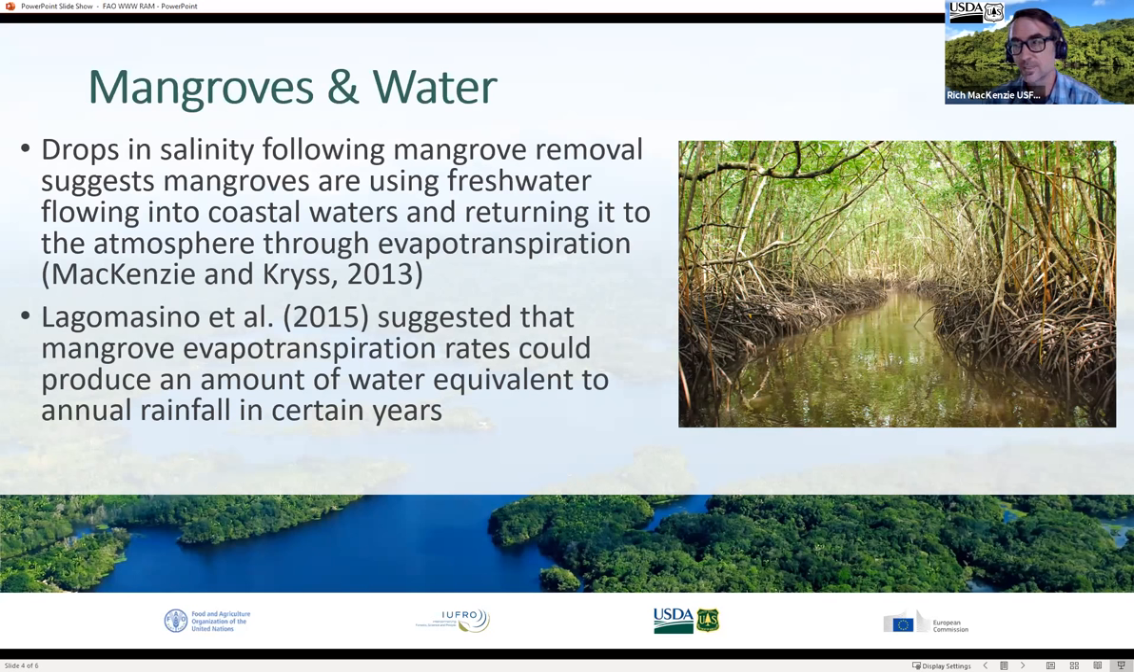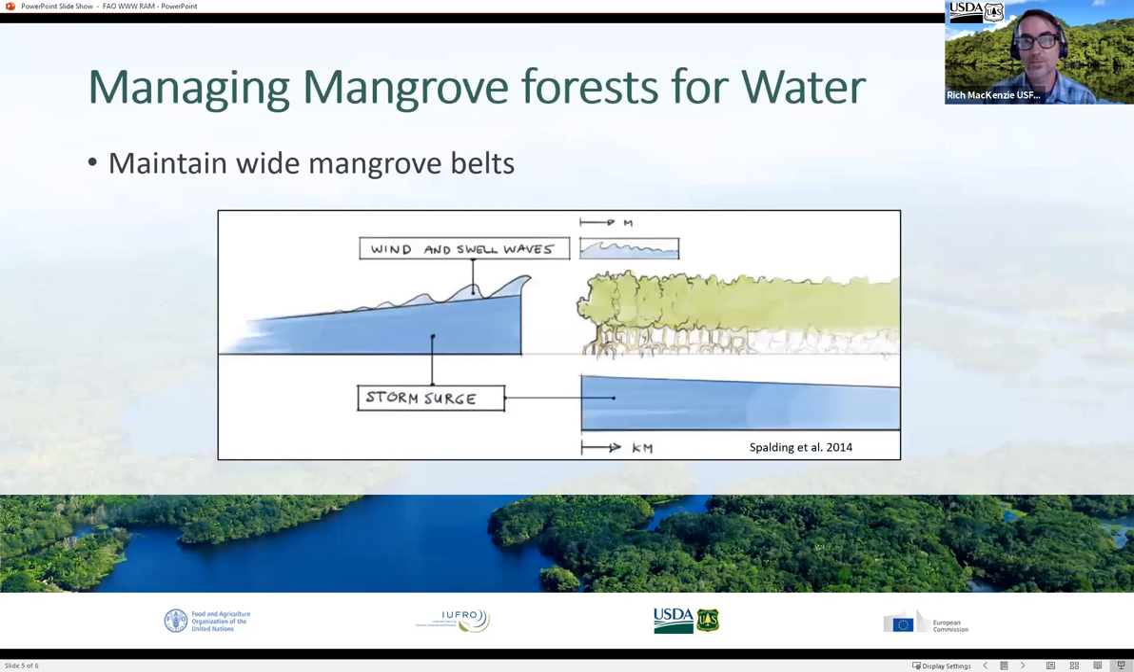Another study that was conducted in 2015 suggested that mangrove evapotranspiration could produce an amount of water equivalent to annual rainfall in certain years. So again, these trees are using fresh water flowing into the ocean, as well as extracting fresh water from salt water and returning it to the atmosphere. So what can we do in terms of managing mangrove forests for water?